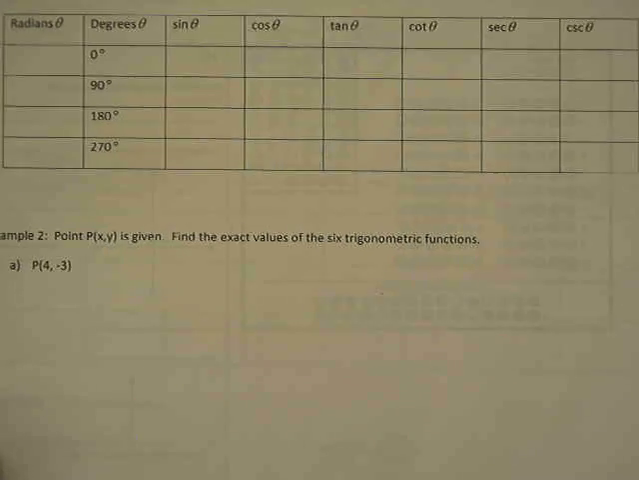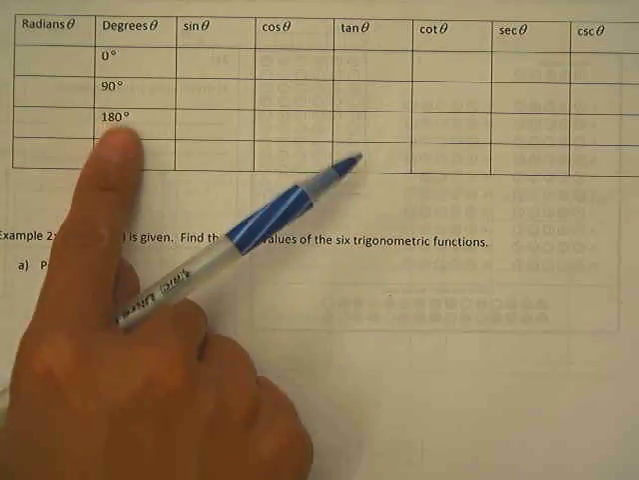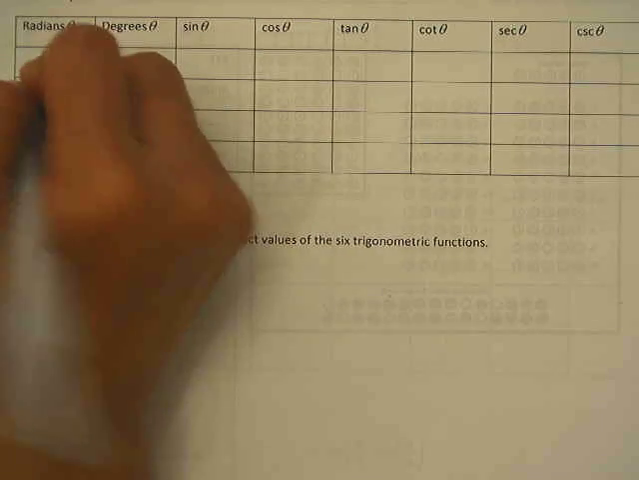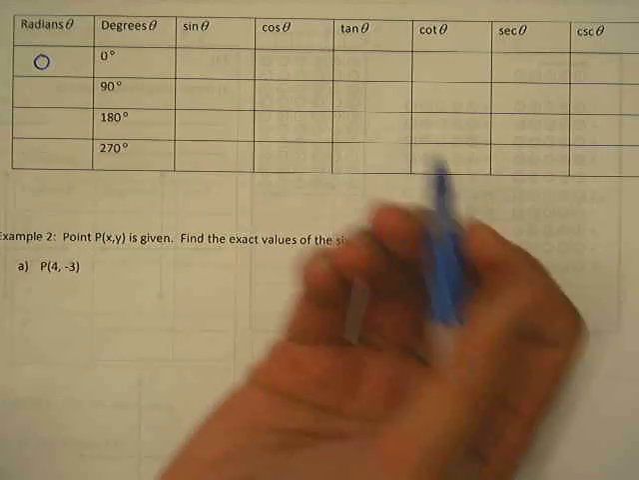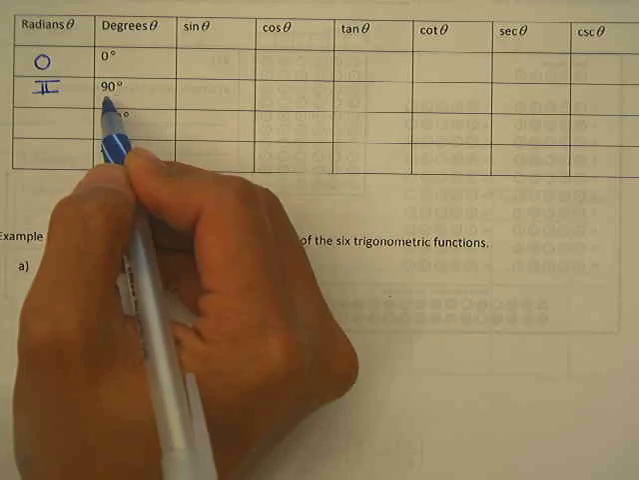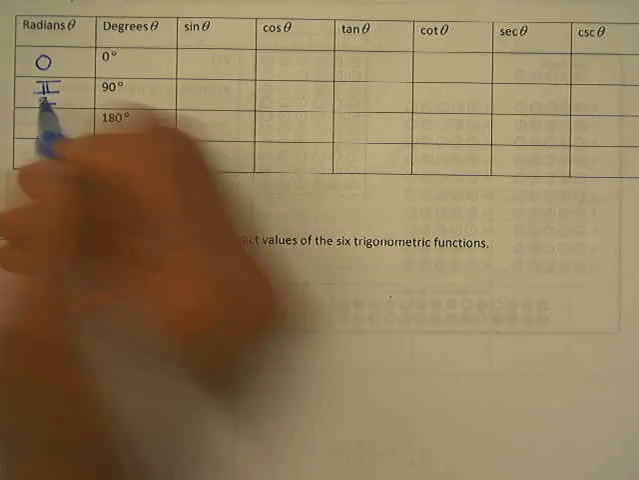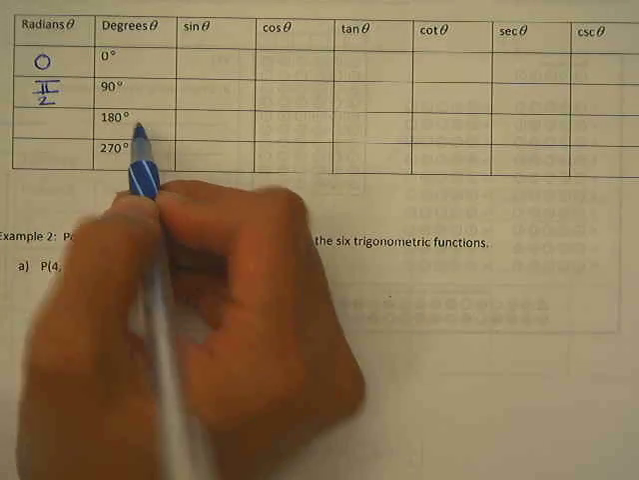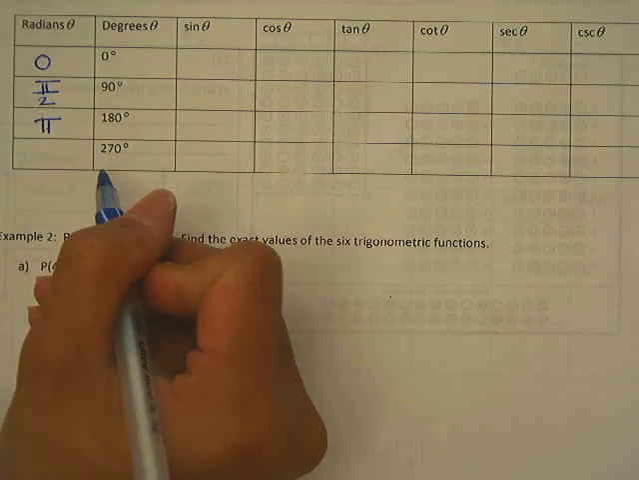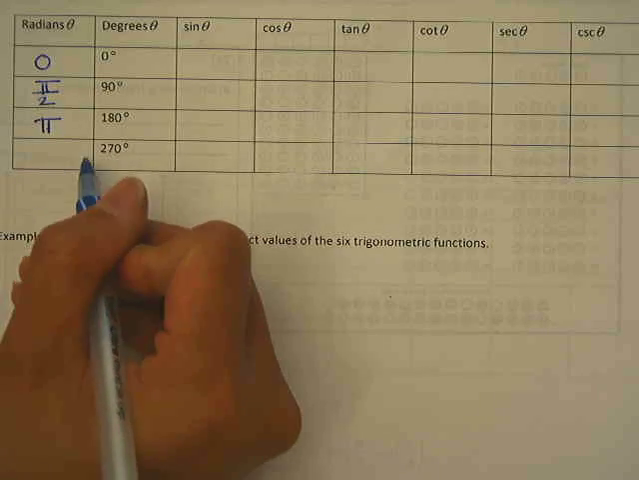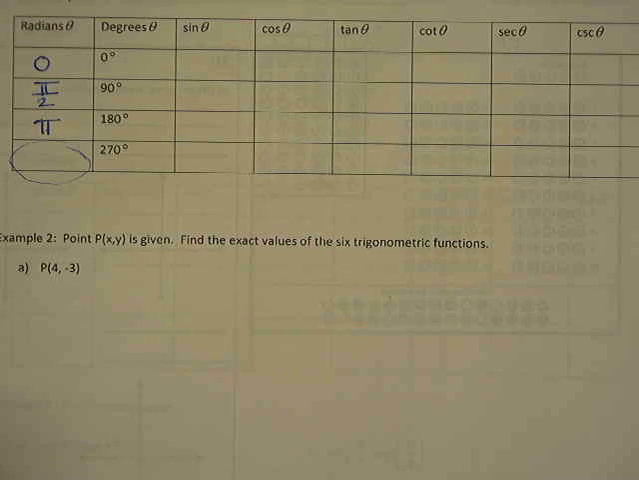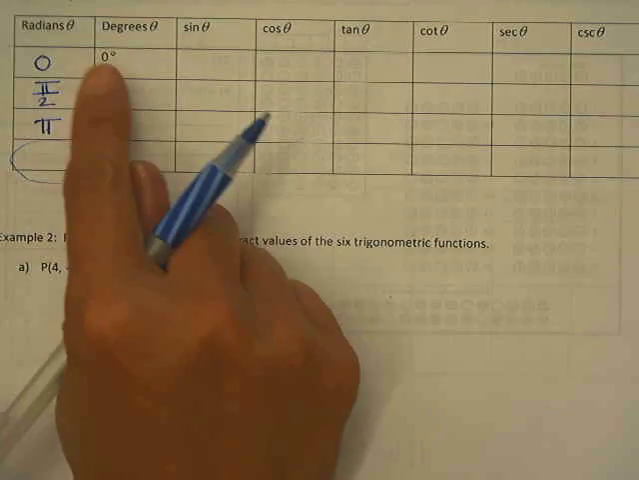All right, y'all. You are given degrees. These are the quadrant angles. Degrees is 0, and radian is 0. Degrees is 90 degrees, and radian is going to be pi over 2. Degrees is 180, and radian is going to be pi. Degrees is 270. I'm going to ask you to fill this out. I'll circle this, and you're going to have to fill it out on your own.